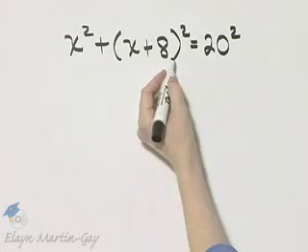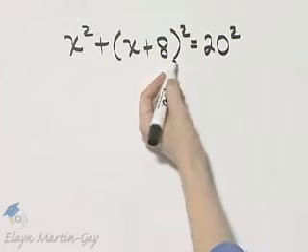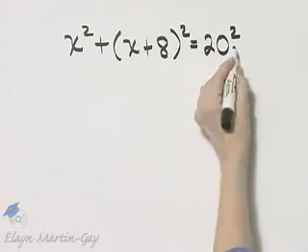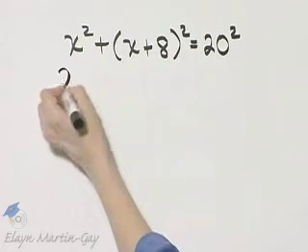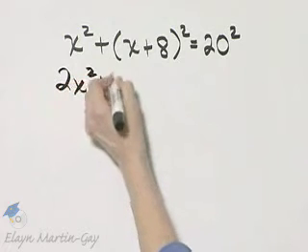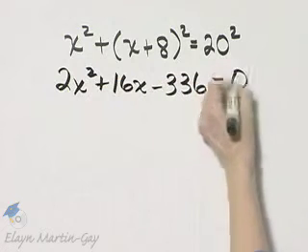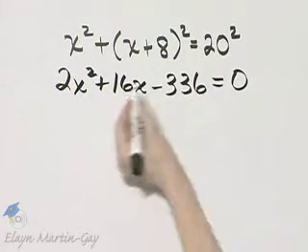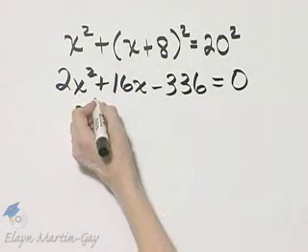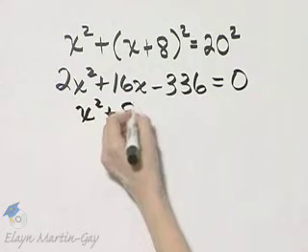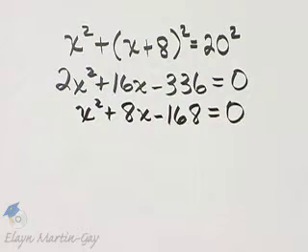Be careful when squaring this binomial. That's x squared plus 16x plus 64. But if you square the binomial and subtract 400 from both sides, you'll have 2x squared plus 16x minus 336 is equal to 0. And then there's a common factor here of 2, which I will divide through. Each term I'm dividing by 2, so that's x squared plus 8x minus 168 is equal to 0.